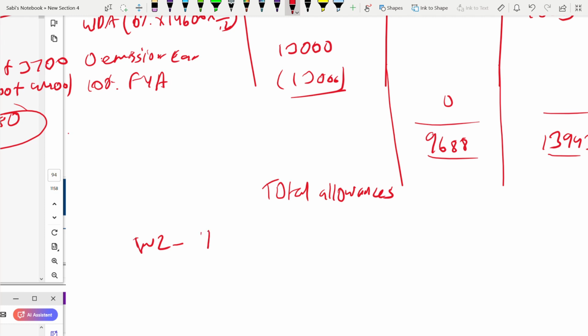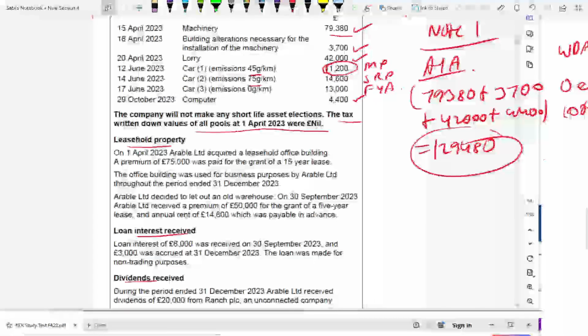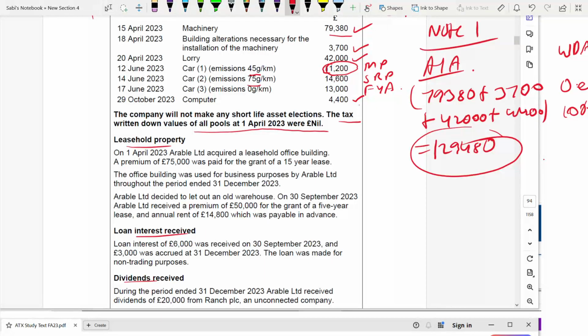This is deduction for lease premium. Okay, so the leasehold building has been used for the business, so lease premium you have to calculate. Okay, we'll see what is the amount of the lease. So premium is 75,000. It's a 15-year lease.